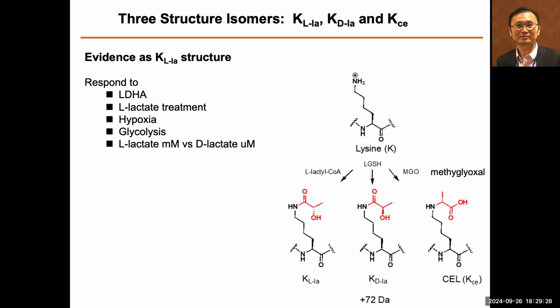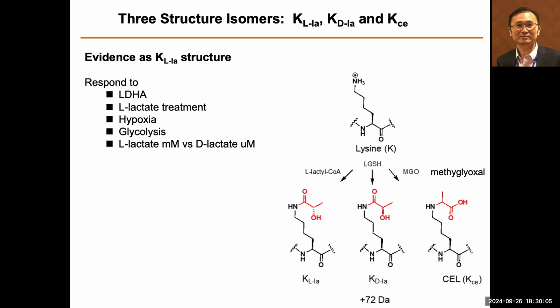All our results point to the conclusion that the structure we identified for histone lactylation is in the L form, because LDHA, which generates L-lactate, is important for histone L-lactylation. When we treat the cell with L-lactate, histone L-lactylation is increased. And also hypoxia and glycolysis conditions, which all generate L-lactate, stimulate histone L-lactylation.